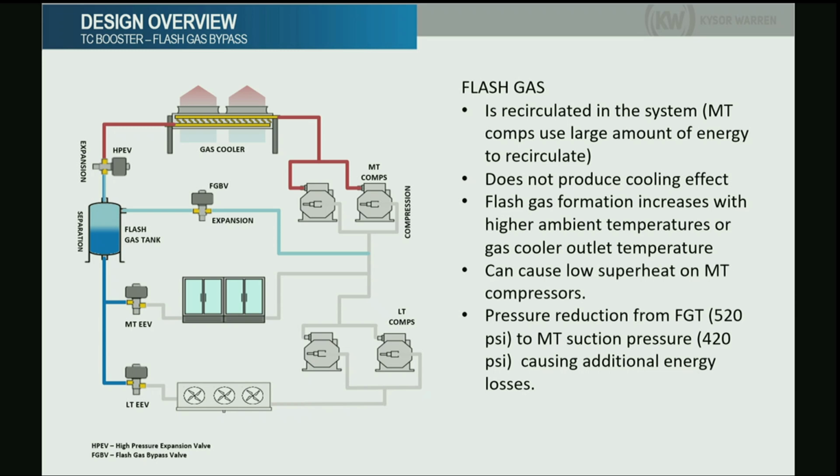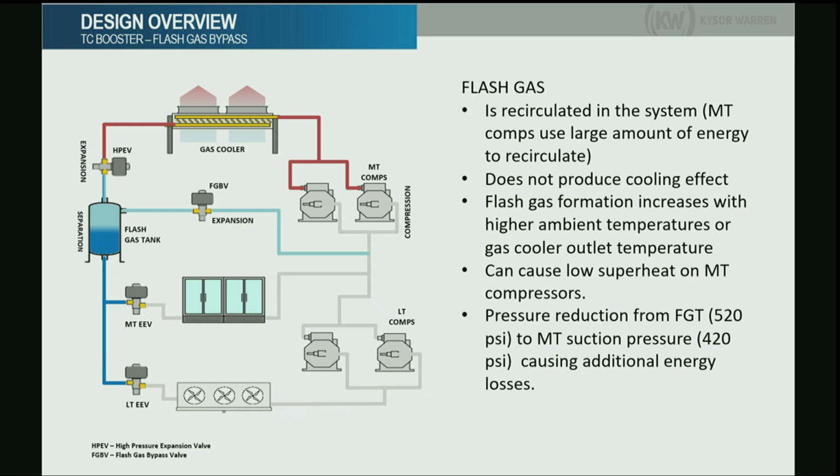Now, why do we need this flash gas bypass valve? Because the pressure inside the tank is higher than the pressure inside the medium temperature compressors. So we need to reduce the pressure going into the compressors. Otherwise, we will just have backflow there. So we take this valve and take the flow of the vapor from the tank and send that into the suction of the medium temperature compressors.